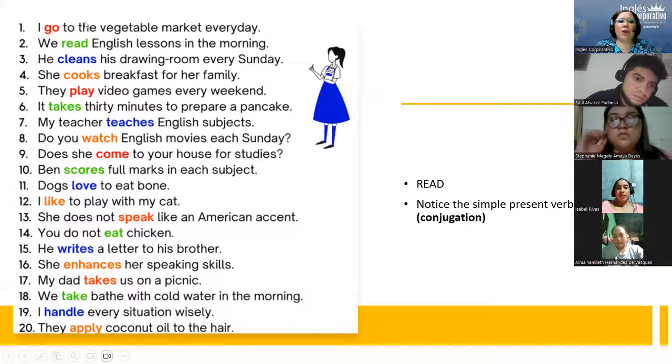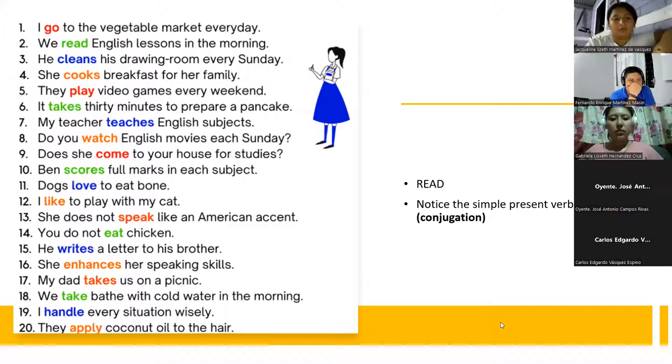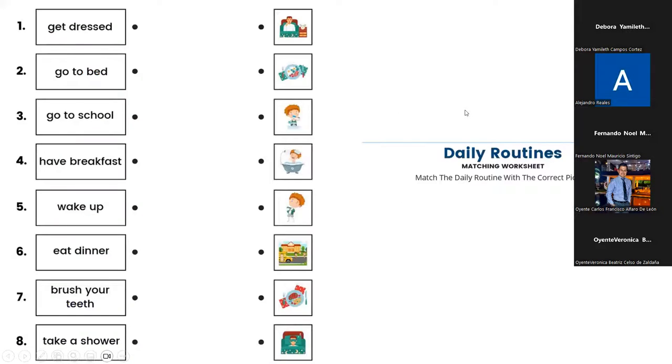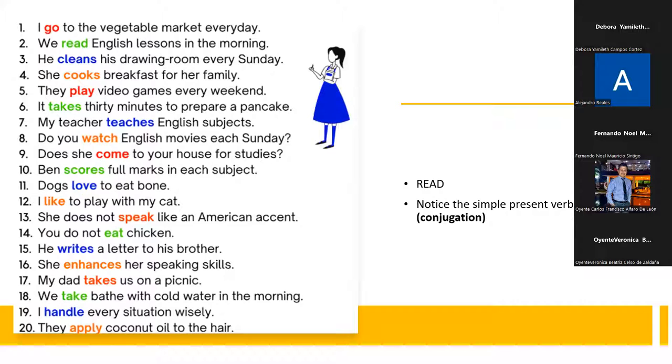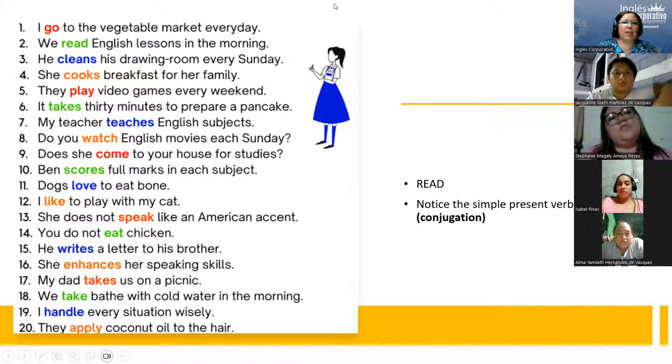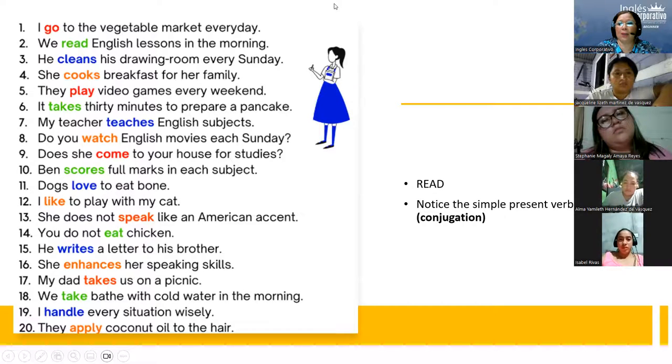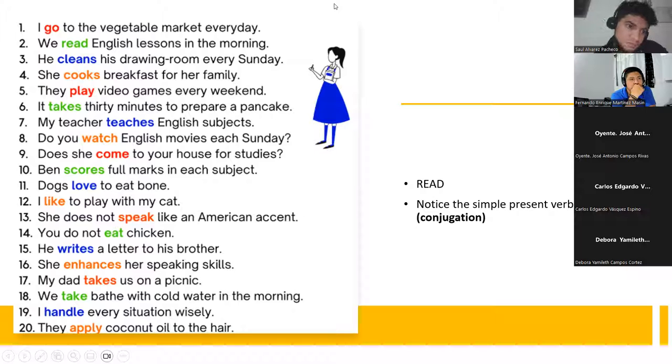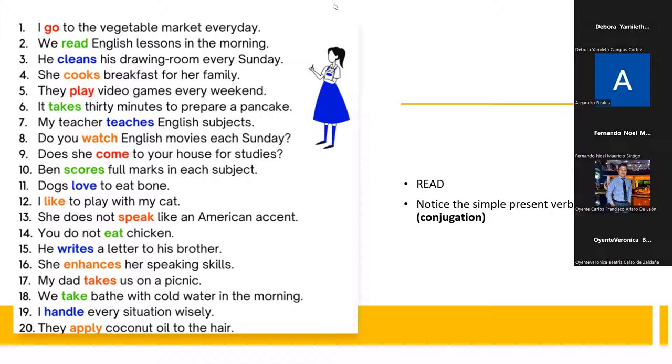Ok, vemos. I go to the vegetable market every day. A ver, leamos, son 20, ok, y how many of us are there? How many of us are there here? Ok, there are 14, so one each one, ok. Vamos a ver, le vamos a pedir a cada uno que vaya diciendo, vamos a ir diciendo por grupos, ok. Jacqueline, number one. Stephanie, number two. Isabel, number four. Alma, number five. Saúl, number six. Fernando, number seven. Fernando Enrique. Carlos Edgardo, number eight. Débora, number nine. And number ten. Fernando Noel. Okay, let's start.